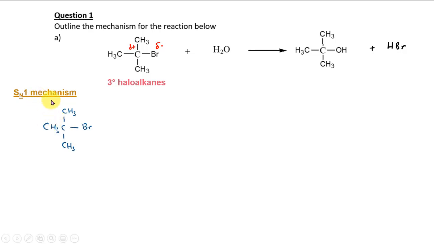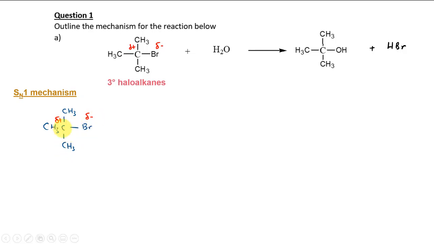So in the first step, showing your tertiary haloalkanes, remember to write out your delta positive carbon, which is the electrophilic carbon. So reactions will happen at this carbon. All right, and then we have a delta negative bromine. So for these haloalkanes, it will start off with heterolytic cleavage of the C-Br bond.